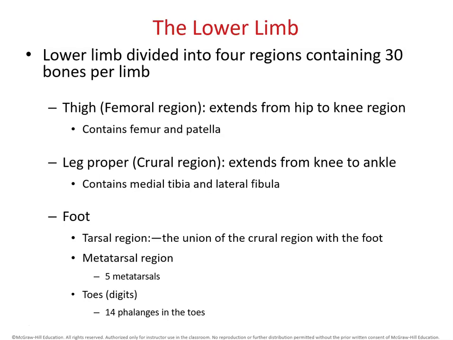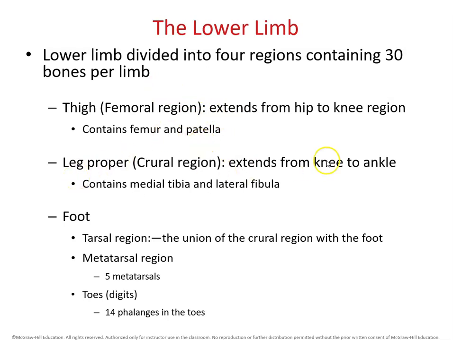Okay, so now we're talking about the lower limb that we commonly call the leg, also 30 bones here. So we have the thigh, and this is the femoral region, contains the femur and the patella. Okay, so the femur is the longest bone in the body, the strongest bone in the body in most cases. It goes from your hip to your knee, and then your patella is your kneecap.